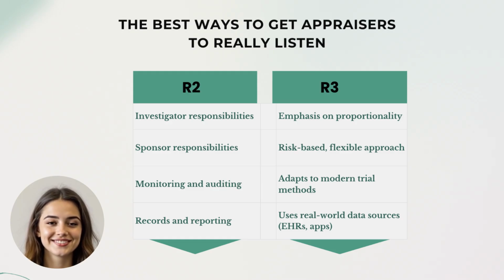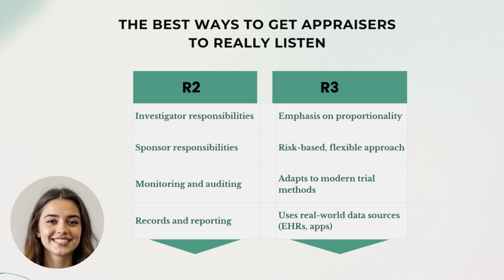To visualize this, imagine a clinical trial for a diabetes medication. Under R2, most patient visits might occur at a central research site with in-person monitoring. Under R3, the same trial could involve home glucose monitoring devices linked to an app, telehealth visits, and targeted site monitoring based on data trends.